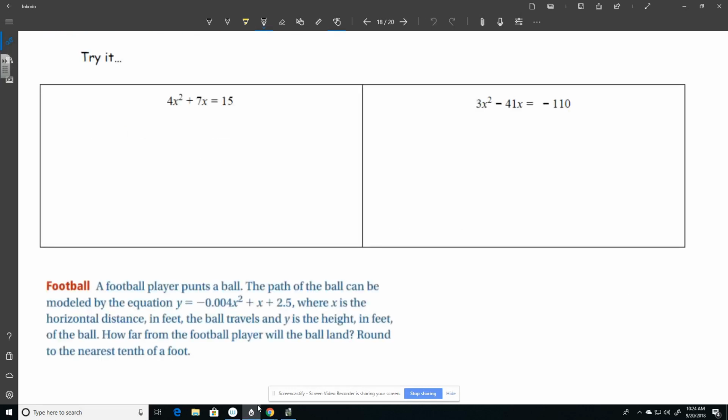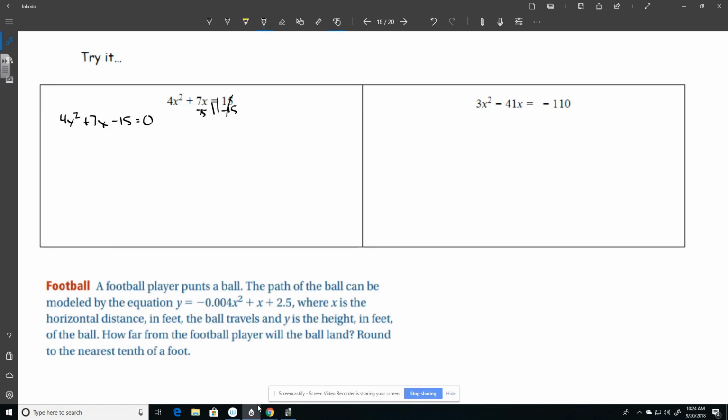I'm going to walk you through this first one, and then I'm going to have you try the second one on your own. 4x squared plus 7x equals 15. First thing I need to do is put that in standard form. So 4x squared plus 7x. Instead of equaling 15, I want to minus 15 from both sides. So this is going to become minus 15 equals 0. So those canceled out. The minus 15 came over to the left.